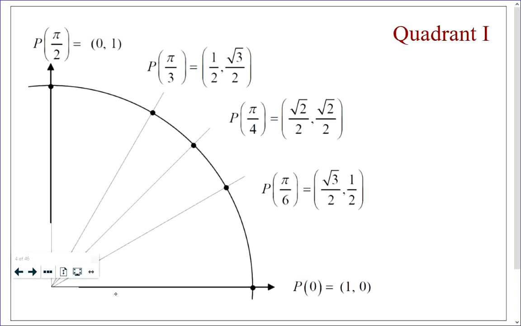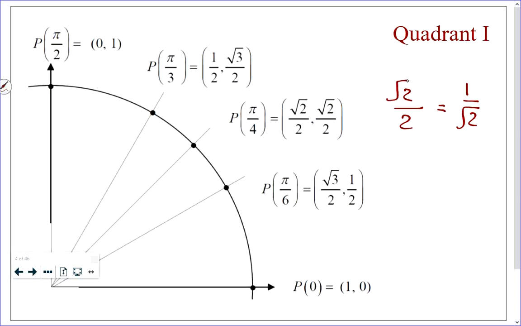Remember, please, that root 2 over 2 is the same as 1 over root 2. Let me write that down. Root 2 over 2 is equal to 1 over root 2. There's no mathematical difference between those two statements. They just have different masks on, different disguises. They're equal to the same number.